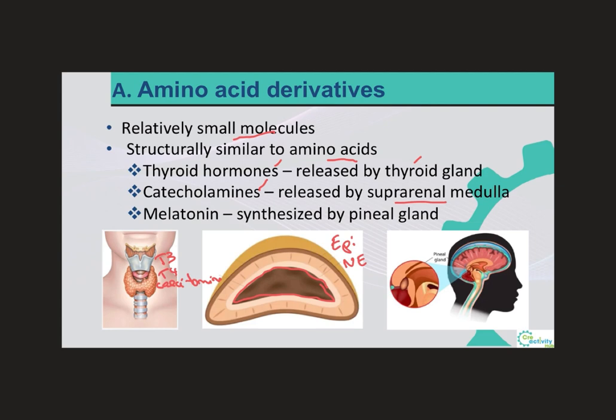The second category of amino acid derivatives are the ones that are made from tryptophan, such as melatonin, which is going to be synthesized by the pineal gland, which is located posterior to the hypothalamus.